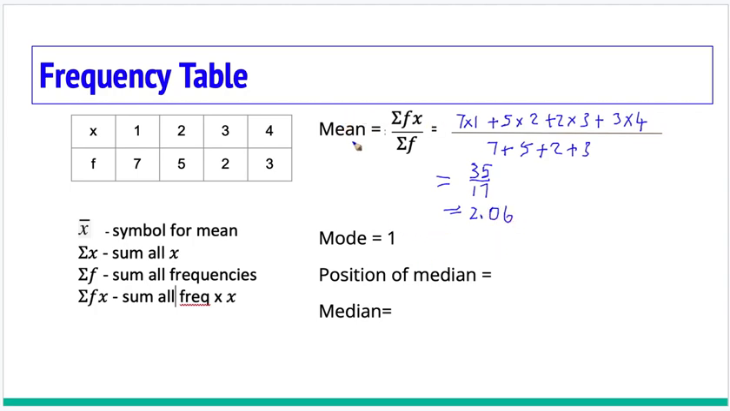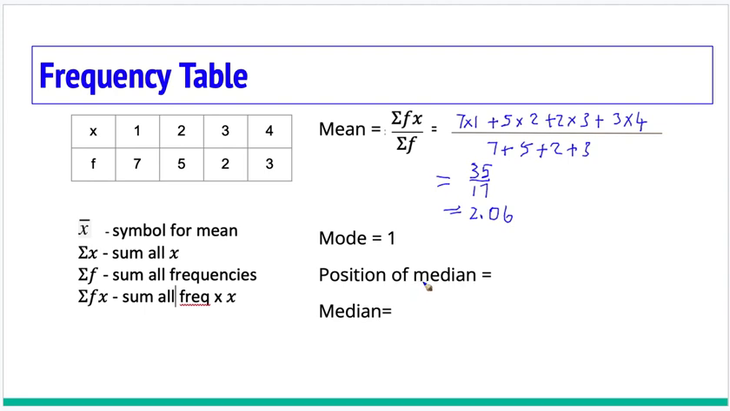Remember that the mean is the average score, and therefore the range should be between 1 to 4. In this case, it's 2.06. The mode is the most common number, therefore the mode is the score with the highest frequency, which is 1.